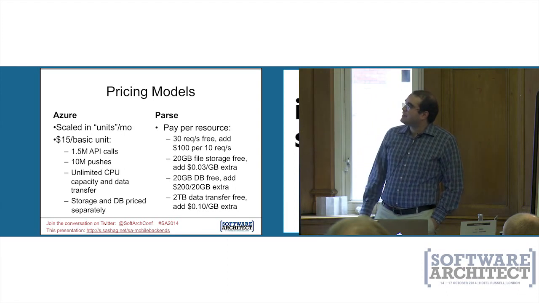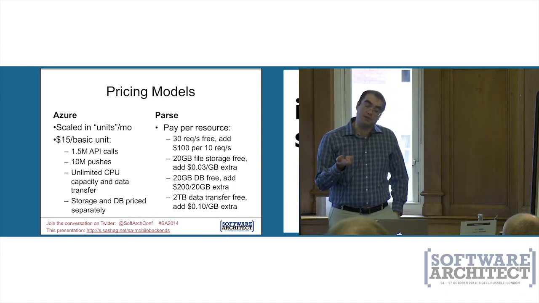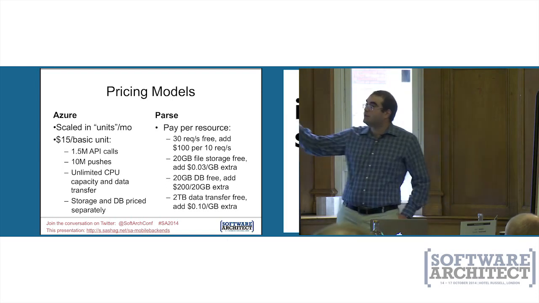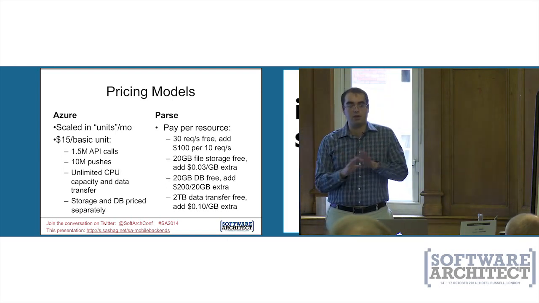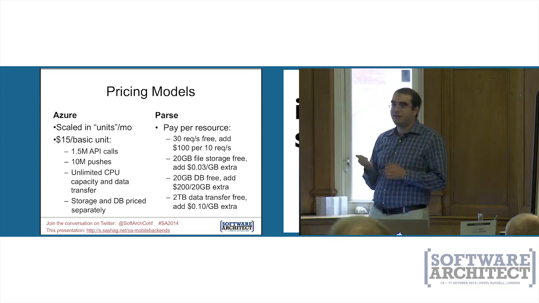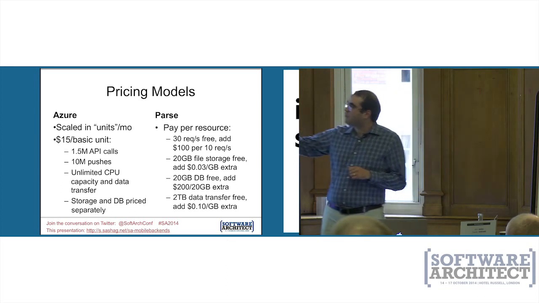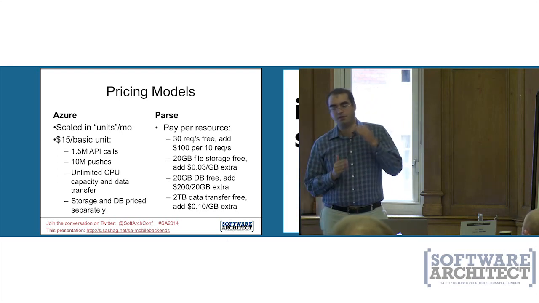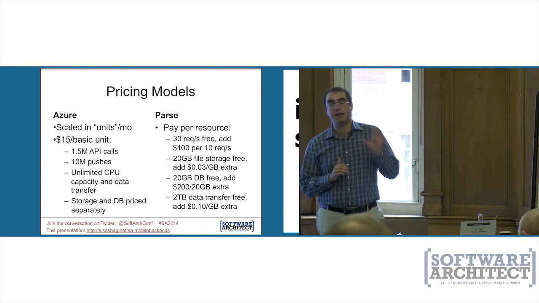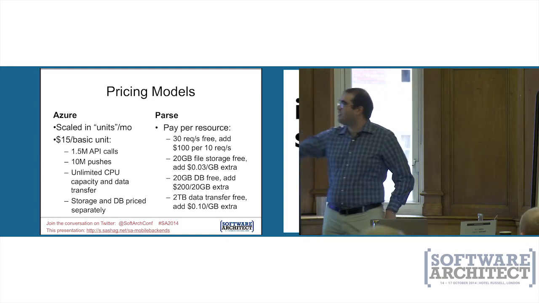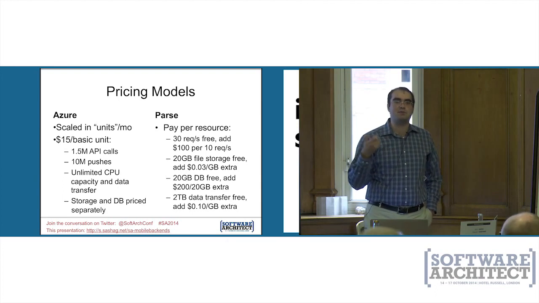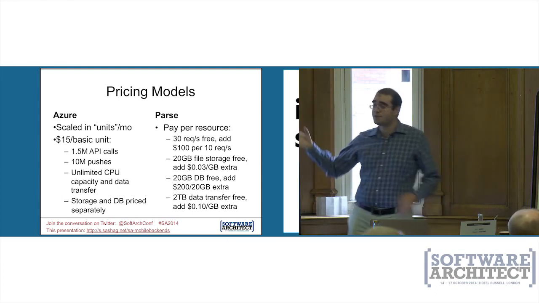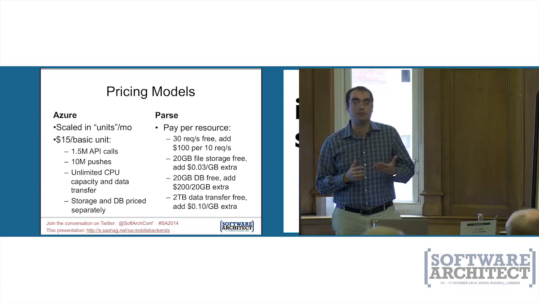The Parse pricing is slightly different. You pay for resources, for individual resources separately. There is a free tier, which you get per month without paying anything, and then you have to add extra. So one thing you get for free is 30 requests per second. You get a sustained rate of 30 requests per second that your service can handle. If you need more, you pay $100 extra per 10 requests per second. So this can add up. But it's an interesting model in which you get a lot for free.